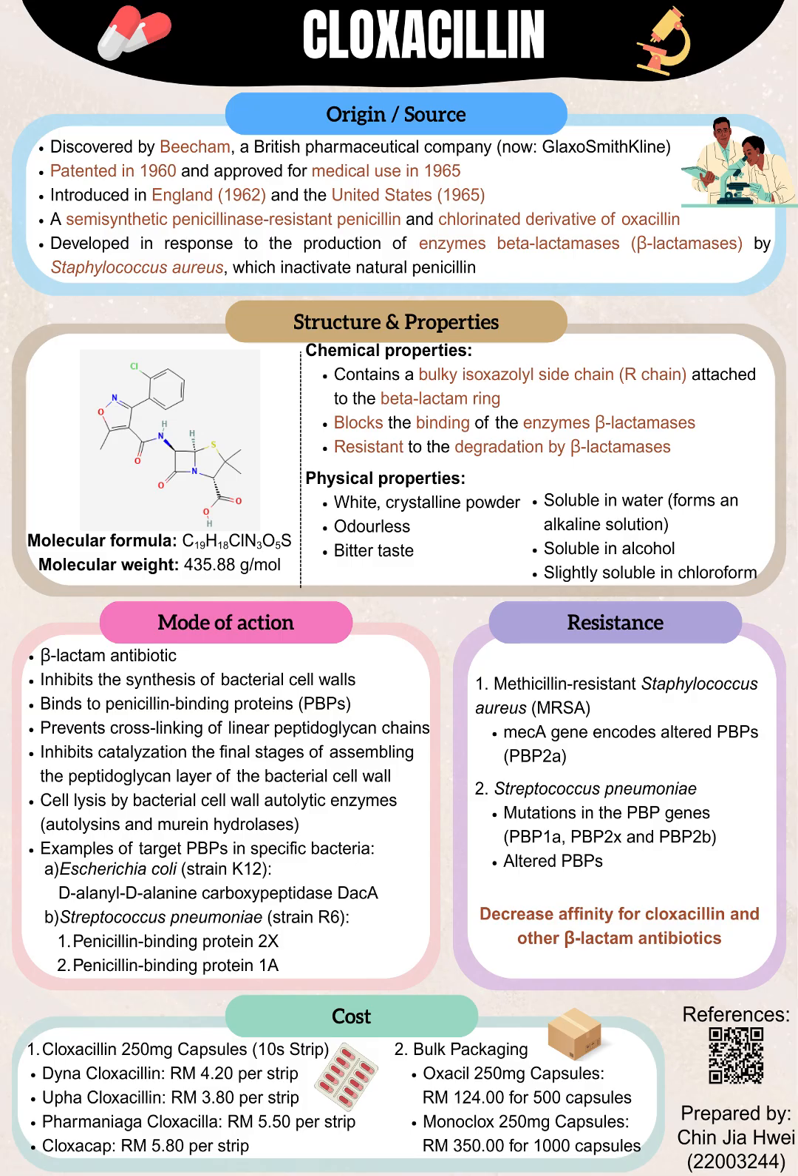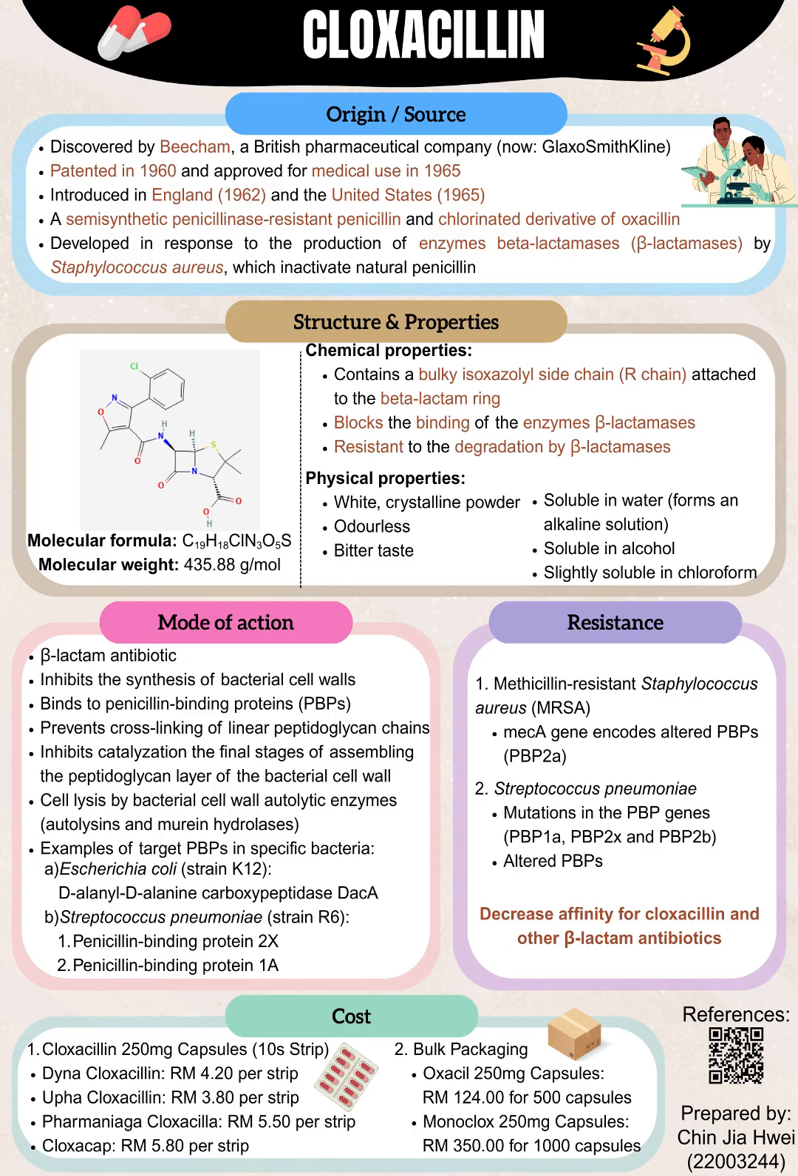Cloxacillin targets different penicillin-binding proteins in various bacteria. For example, in Escherichia coli strain K12, it targets D-alanine carboxypeptidase DacA, whereas in Streptococcus pneumoniae strain R6, it targets both penicillin-binding protein 2X and penicillin-binding protein 1A. This concludes that Cloxacillin is selectively effective against some bacteria that produce beta-lactamase enzymes.